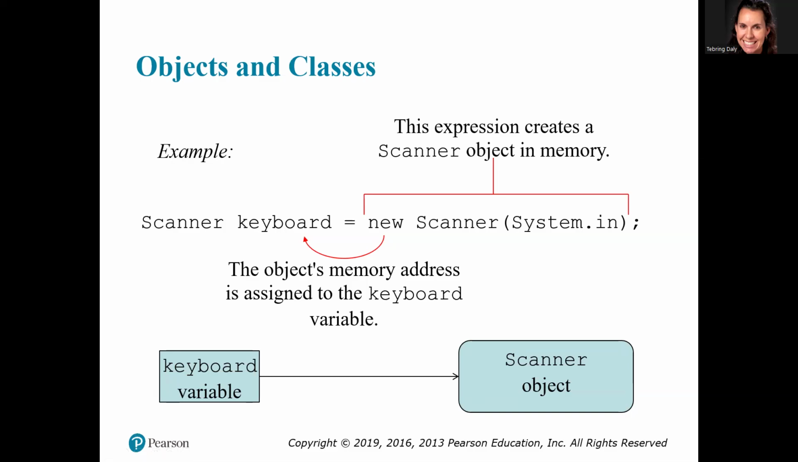So anytime you see that word new, that means you're creating an object. So that new word indicates that you're creating an object. This part says that the name of the class is Scanner. This is the name of the object. That's a variable name. It should follow the variable naming rules.